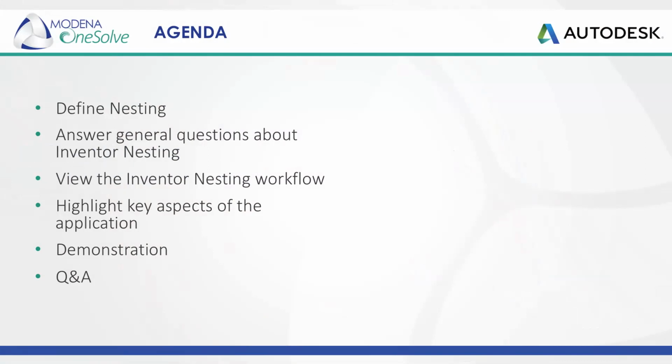The session topics for today: we will start off defining nesting and get an idea of what this process entails. I will then answer some general questions about Inventor nesting, where it can be found, who has access, and how can it be accessed. After this, we'll take a brief look at the nesting workflow and then highlight some key aspects of the application. This will then be followed by a demonstration of Inventor nesting. To end, we'll have a short Q&A session.